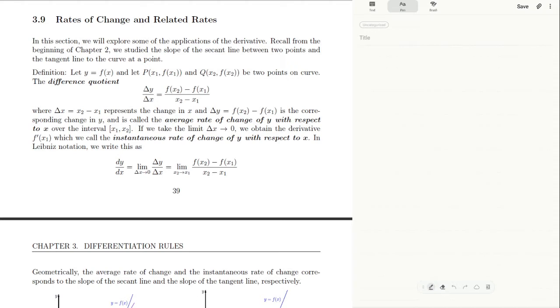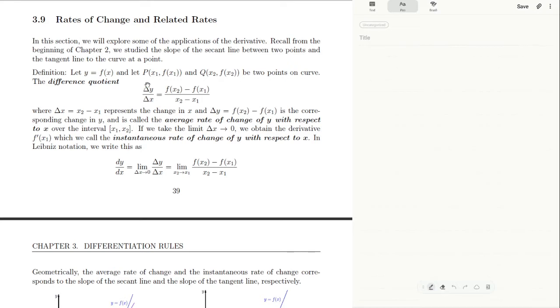Now, back in chapter 2, we studied the slope of the secant line as well as the tangent line to a curve at a point. So now let's return to these definitions, but also give a different interpretation of what these mean. So if we're given a function y equals f of x, and we have 2 points with coordinates x1, f of x1, and x2, f of x2, then we can define what is called the difference quotient as follows.